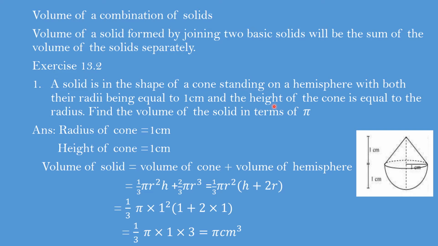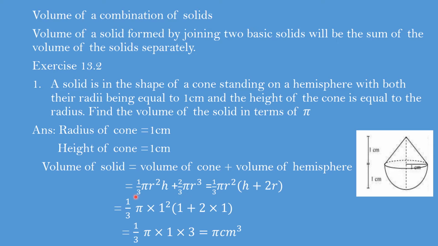It is given height of the cone is equal to the radius. Therefore, height of the cone is also 1 cm. To find the volume of the solid, we can see it will be volume of the cone plus volume of the hemisphere. Volume of the cone is 1 by 3 pi r square h and volume of the hemisphere is 2 by 3 pi r cube.